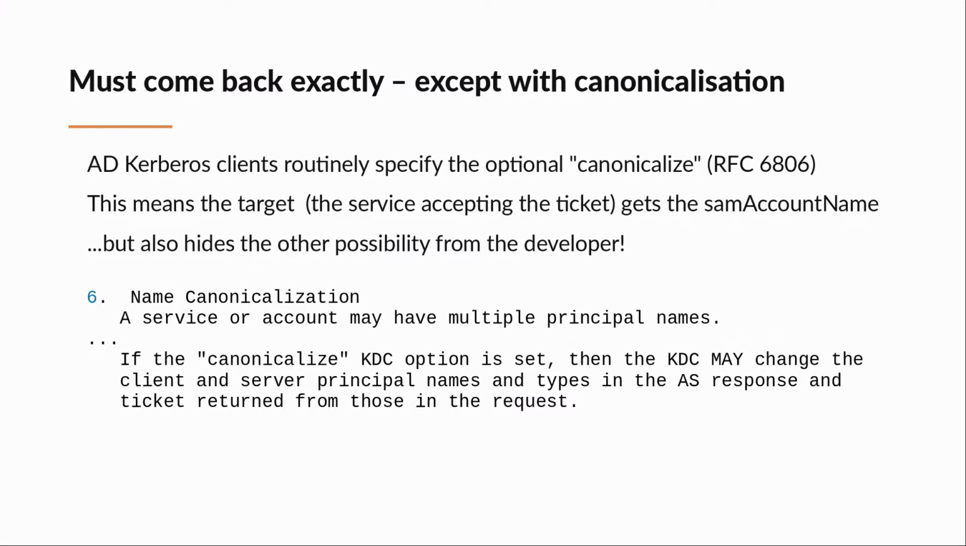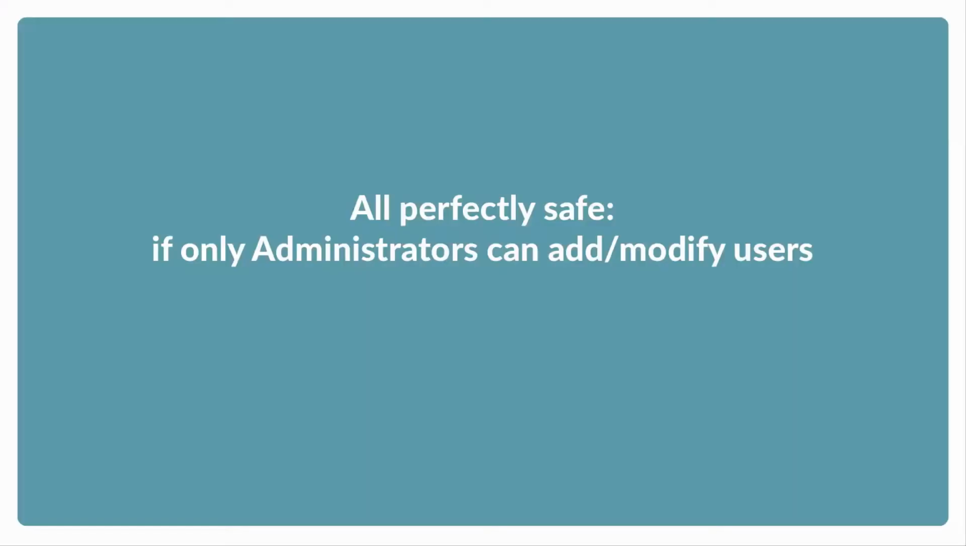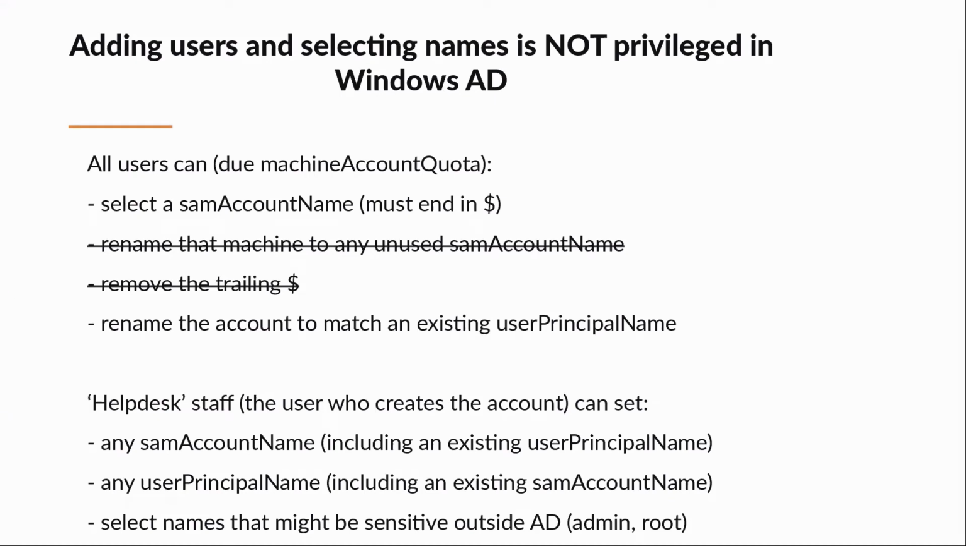So this is all perfectly safe in a perfect MIT world where only administrators can add and modify users. If the set of known aliases is limited, then you can't do too much with this. But adding users and selecting names is not a privileged operation in Windows Active Directory.